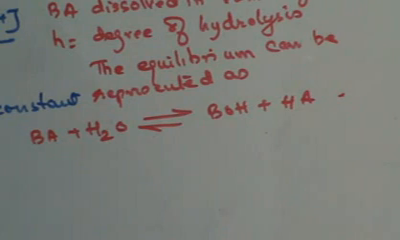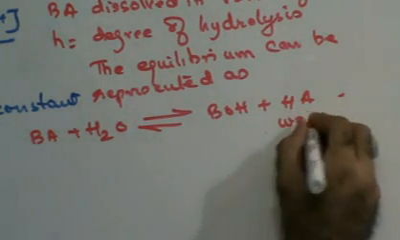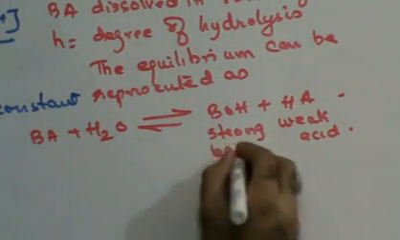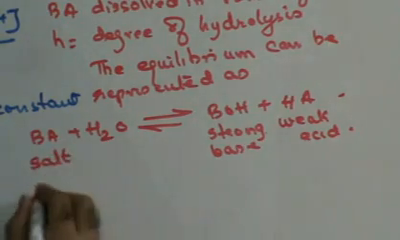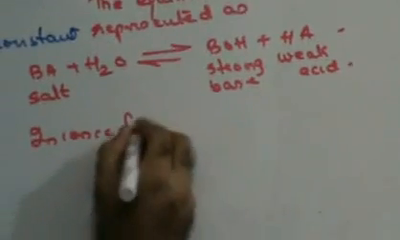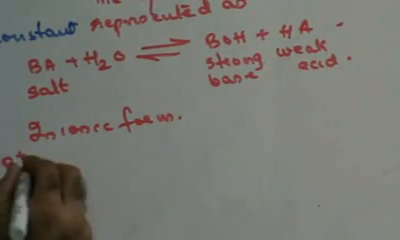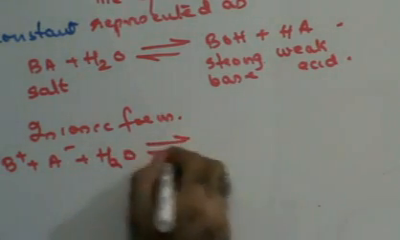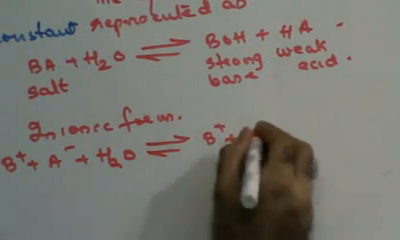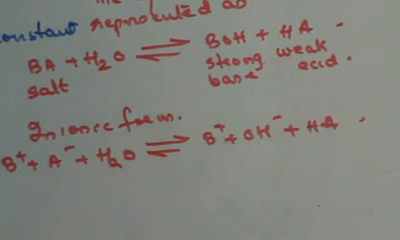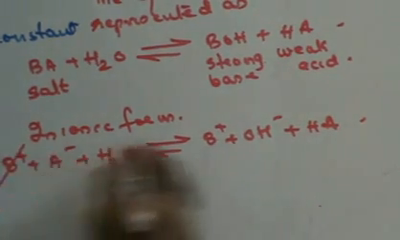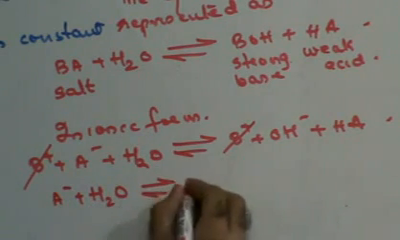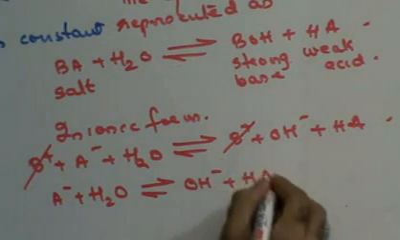Now I am considering weak acid and strong base. So this is going to be my weak acid and this is going to be my strong base. This is the salt in ionic form. In ionic form I can say this is B+ plus A- plus water, which will give you strong base, B+ plus OH-, and the weak acid will not dissociate. So B+ and B+ will get cancelled. I'll get A- plus H2O dissociating reversibly to give you OH- plus HA.